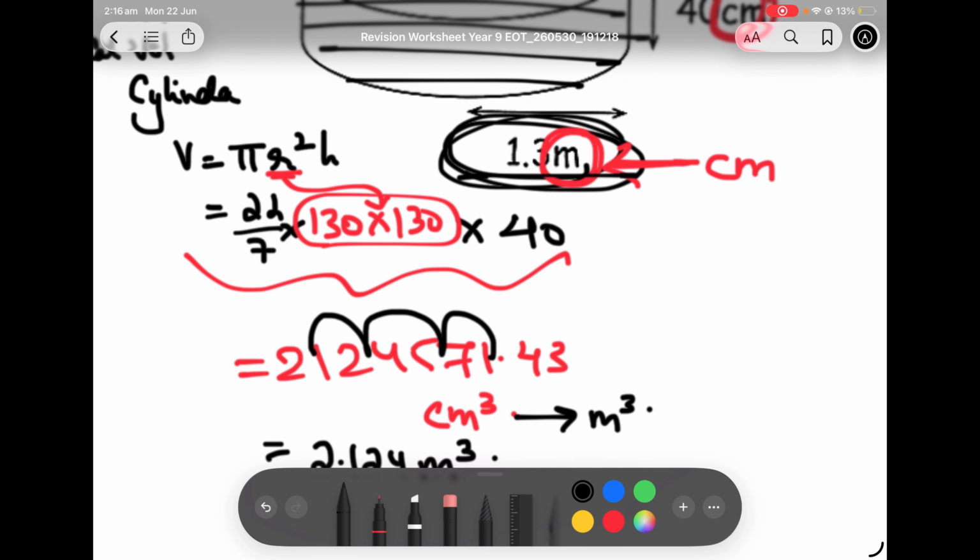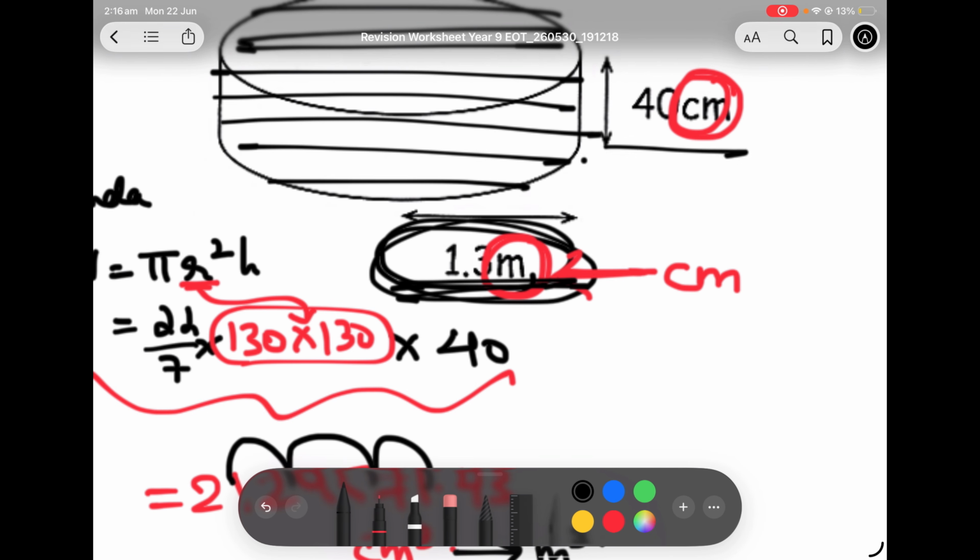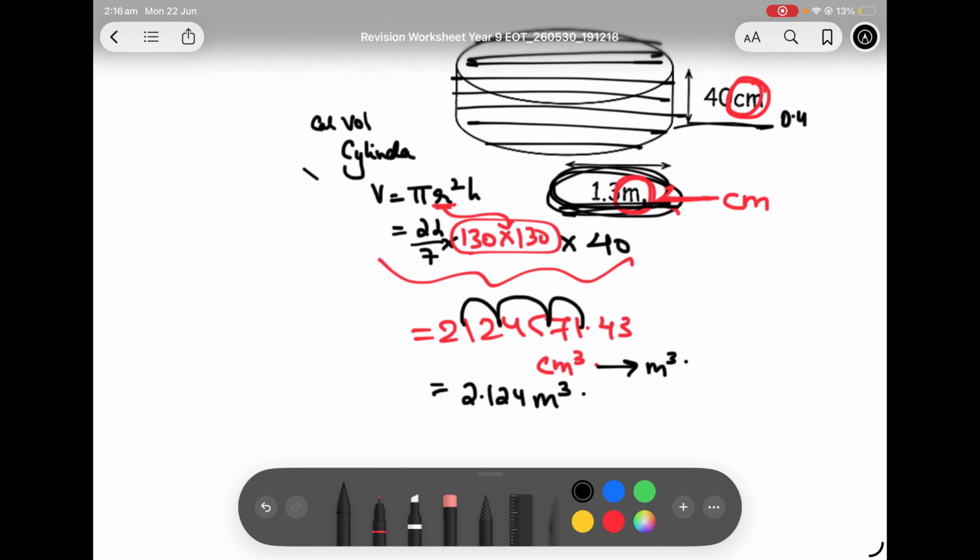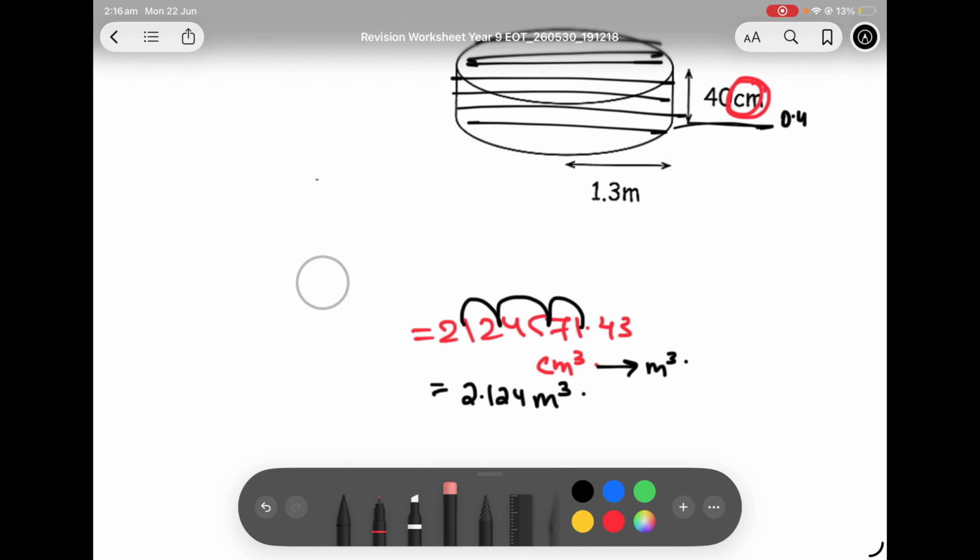Okay, now there are two ways to do this. I converted this into centimeter. I could also convert this into meter. When I convert this into meter, it becomes 0.4. Let me redo the question for you. I'll erase everything and explain it to you so that it doesn't haunt you.